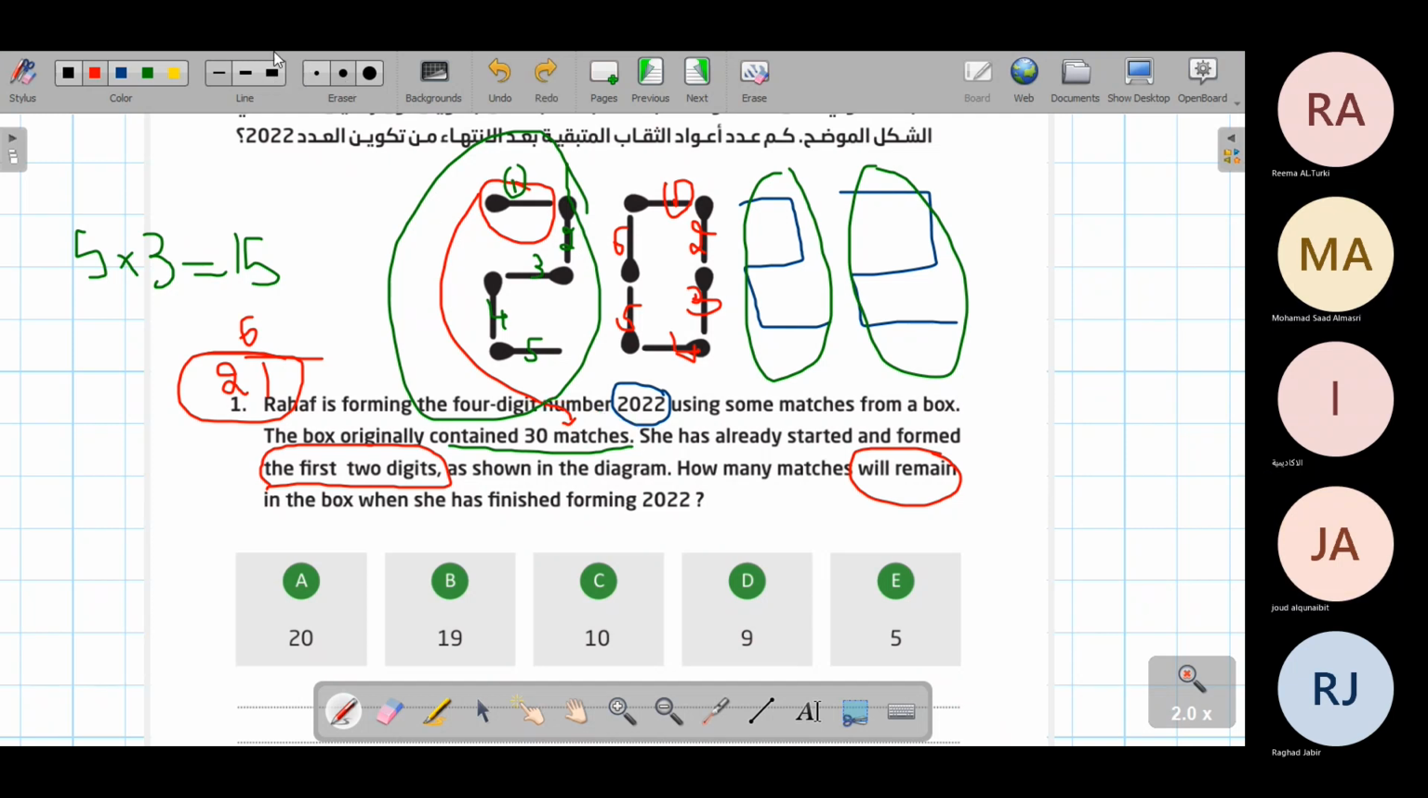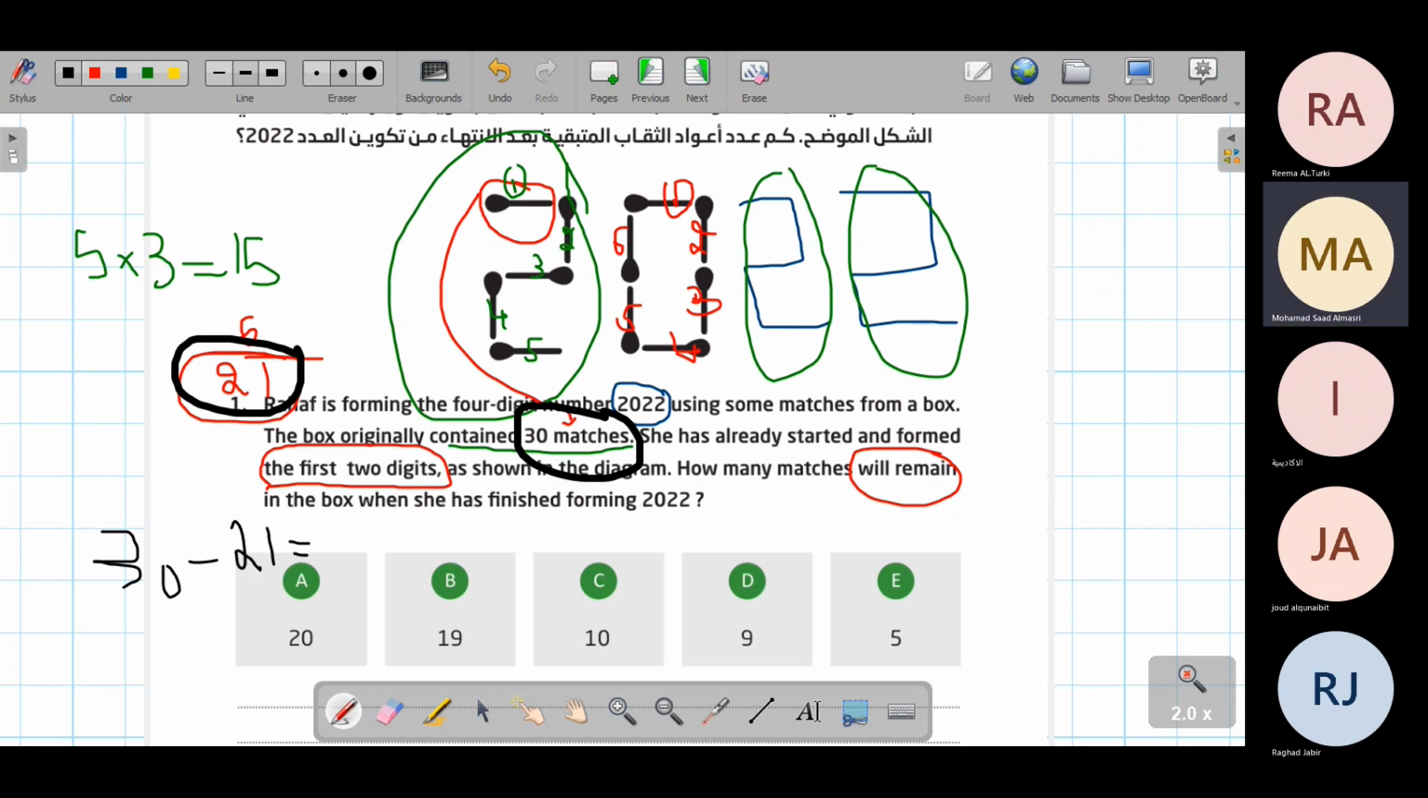30. Also, we will do 30 minus 21. Excellent. So this is 30, the number of matches. Then this is the number that I use. So how many matches will remain for me? It's 30 minus 21, and the answer will be equal to what? 9. Excellent. So our answer is D.